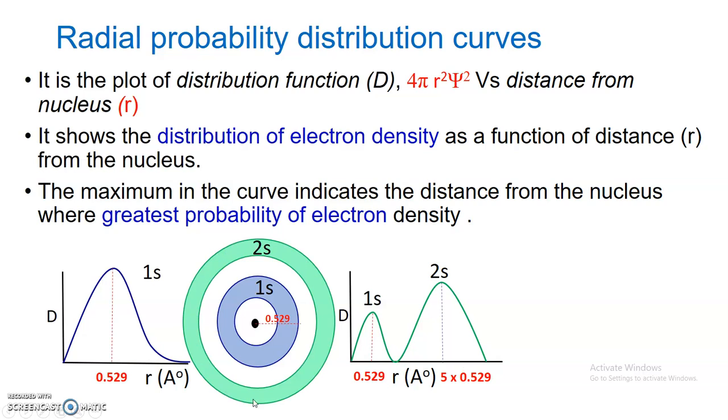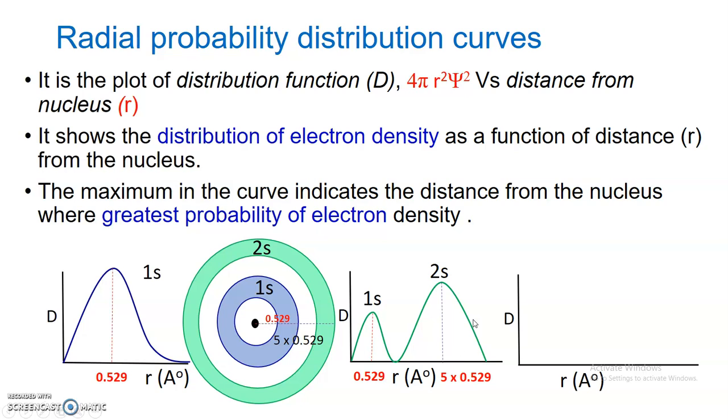Again, this is the 2s orbital, and the distance from the nucleus up to this 2s orbital is 5 into 0.529 angstrom, and this is the radius of 2s orbital. Obviously the radius of 2s orbital is greater than the radius of 1s orbital.